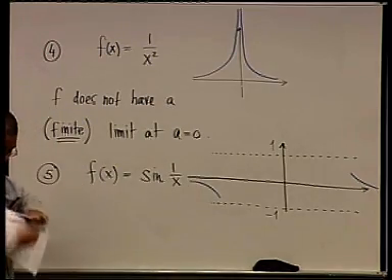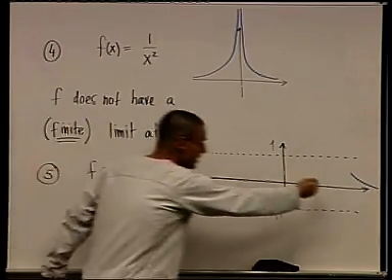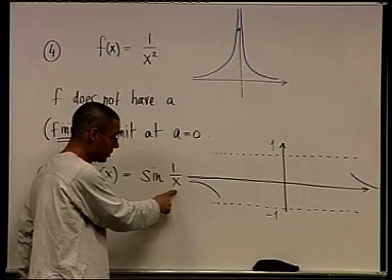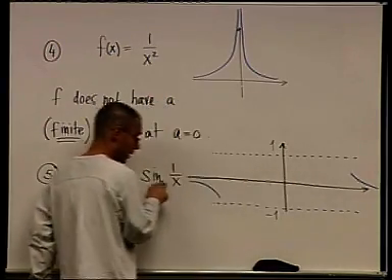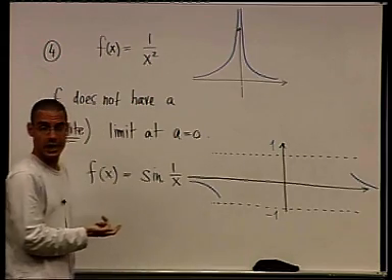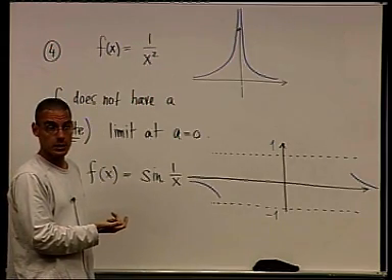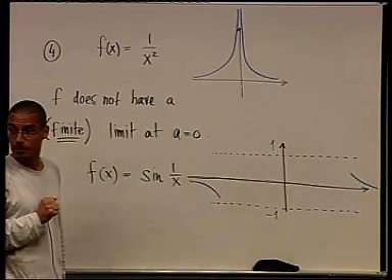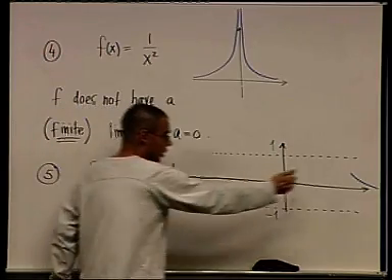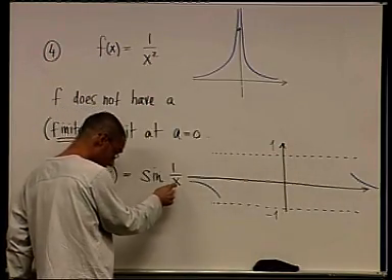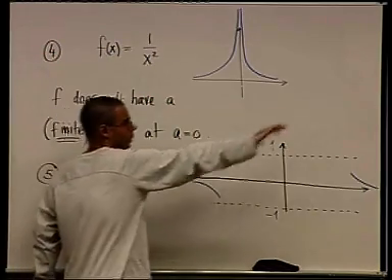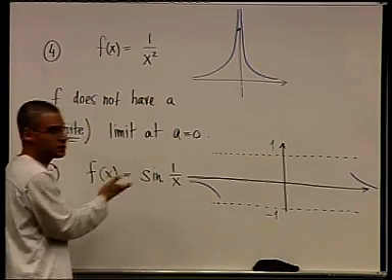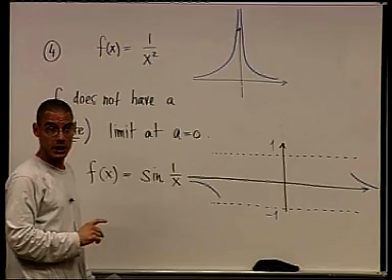Now, what's going to happen in between? As the x's get closer and closer to 0, let's say from the positive part, what happens to 1 over x? It gets bigger and bigger. Do you agree? Does everybody see that? As the x's get closer and closer to 0, 1 over x gets closer and closer to infinity. Do you agree?